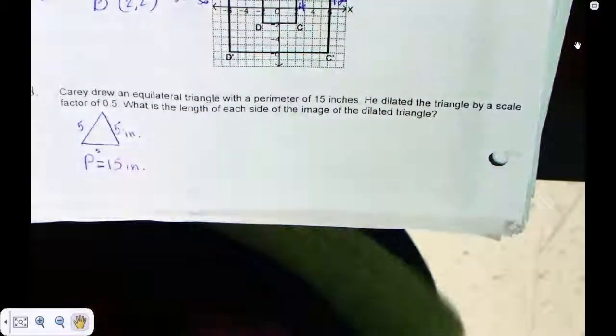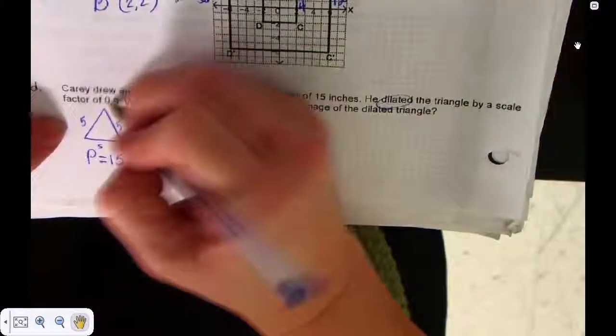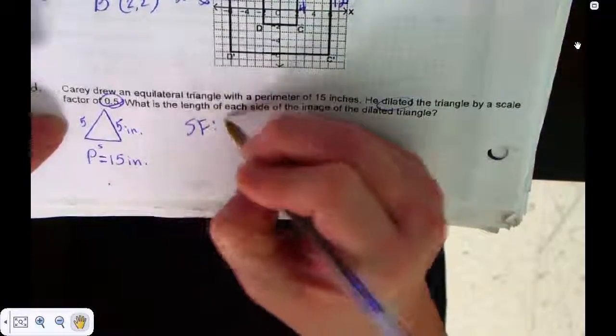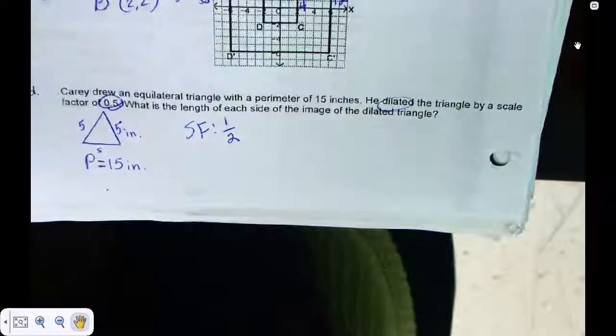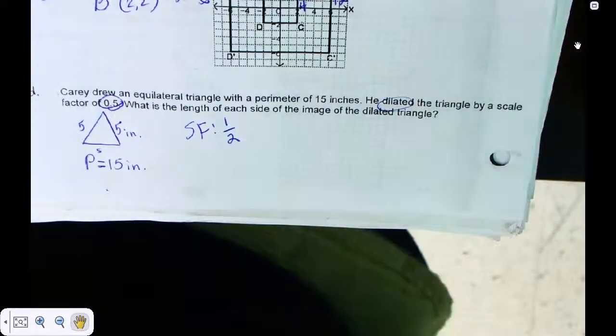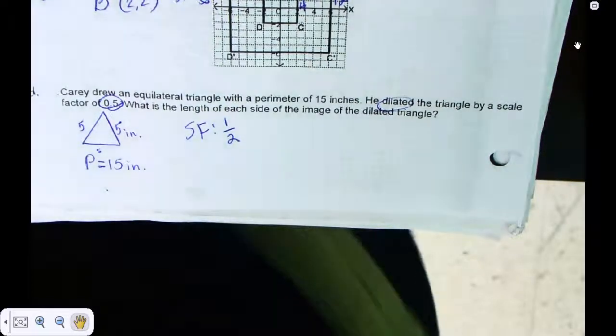Okay? So, he dilated the triangle by a scale factor of 0.5. What's another name for 0.5? 1/2. See, when I said 0.5, everybody in here should have been thinking, oh, that's a half. Did you think that? Okay.